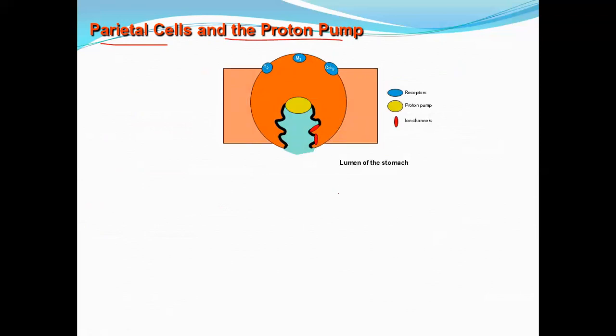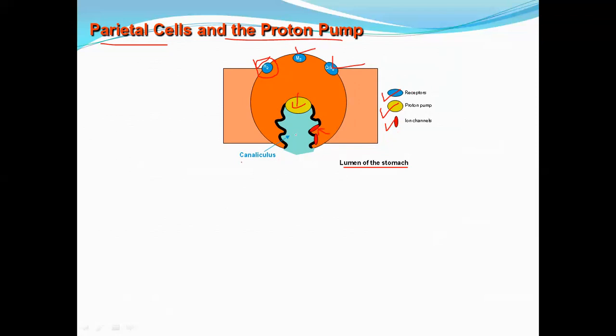Here, if you see the picture, this is the lumen of the stomach. The blue color indicates the different receptors involved in gastric acid production. In the earlier slide, I discussed the parameters involved in gastric acid secretion: the H2 receptor, muscarinic receptors, and cholinergic receptors. All these secretions go through this yellow line. The yellow line indicates the proton pump, and the red color indicates ion channels, calcium ion channels, for example.